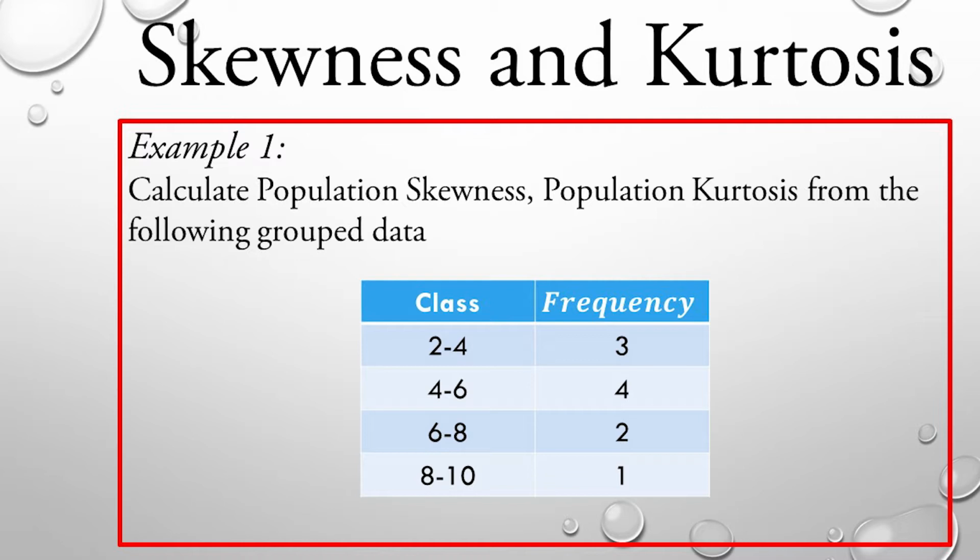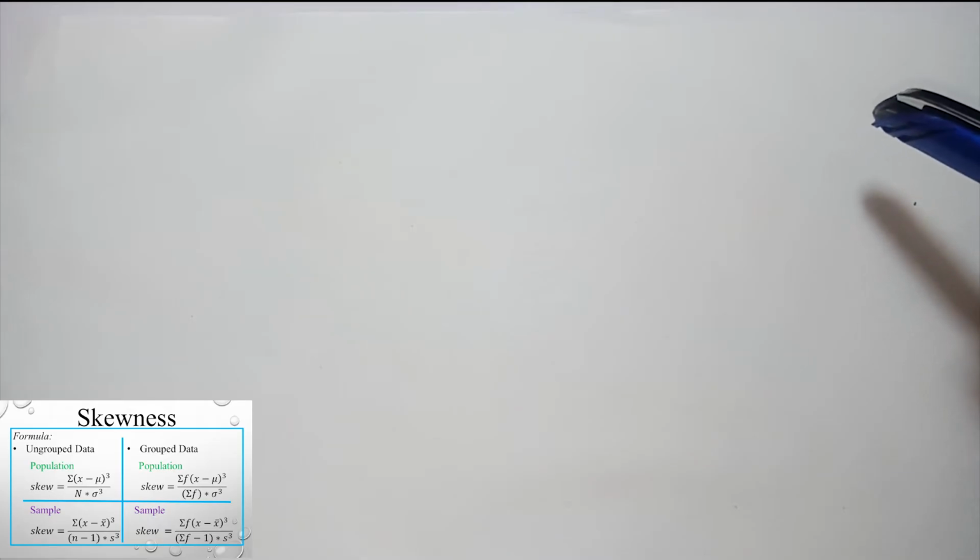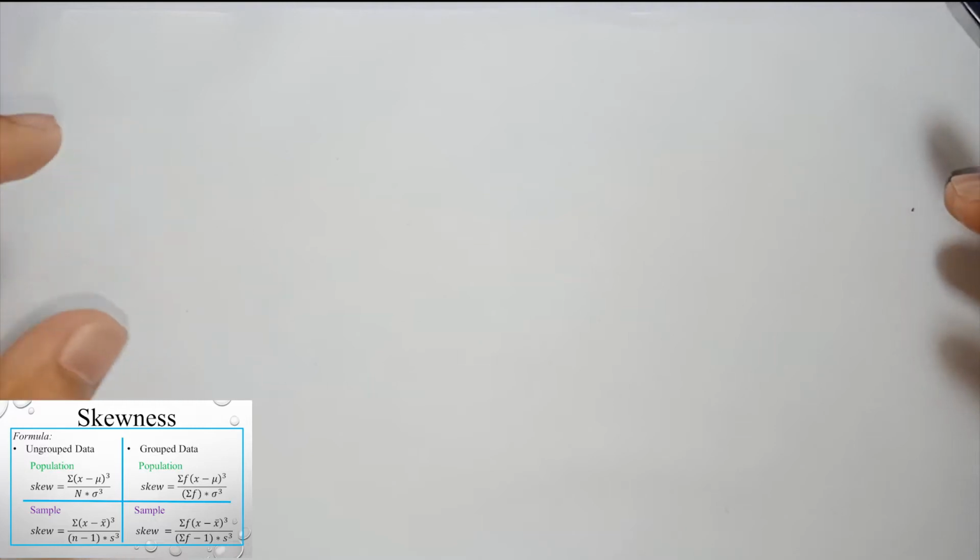So again, sabi ko nga, ang ating tatalakayin ngayon is group data. So ang hinahanap dito ngayon is population. Alright? So sa population, meron tayong specific formula. For skewness, yung ating summation of quantity x minus mu raised to 3 all over n multiply by sigma cube. And for the kurtosis naman, raised to 4 lang. Pinagkaiba ng dalawa.